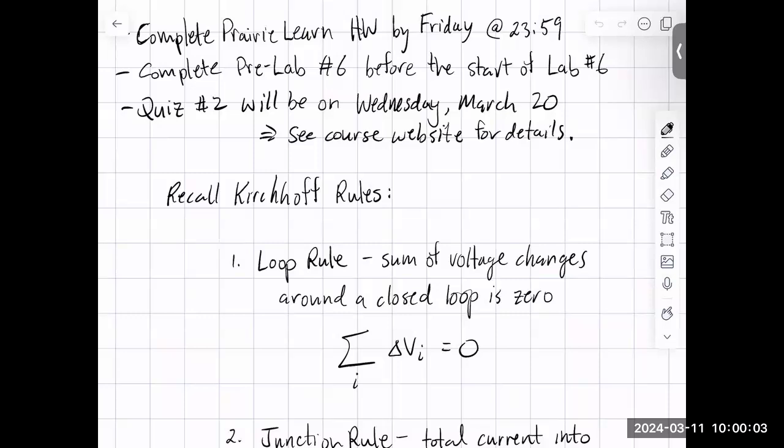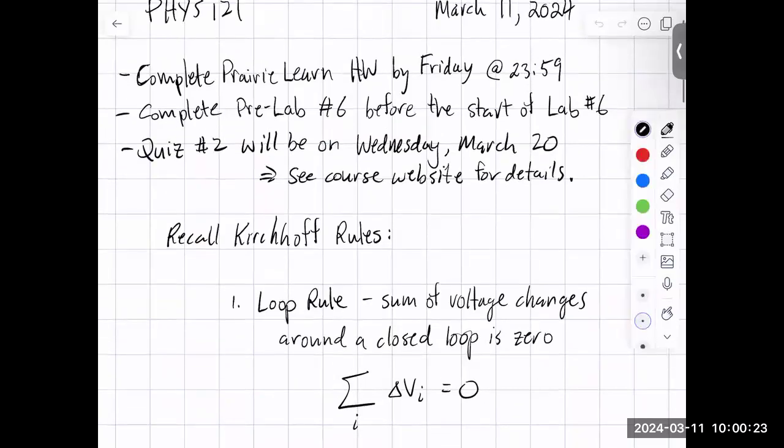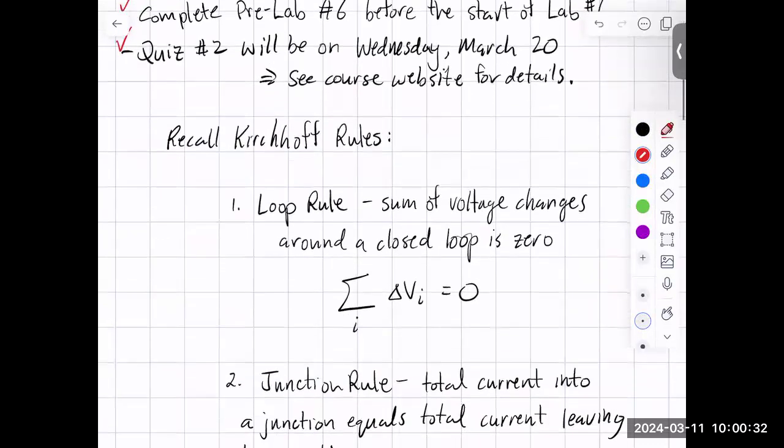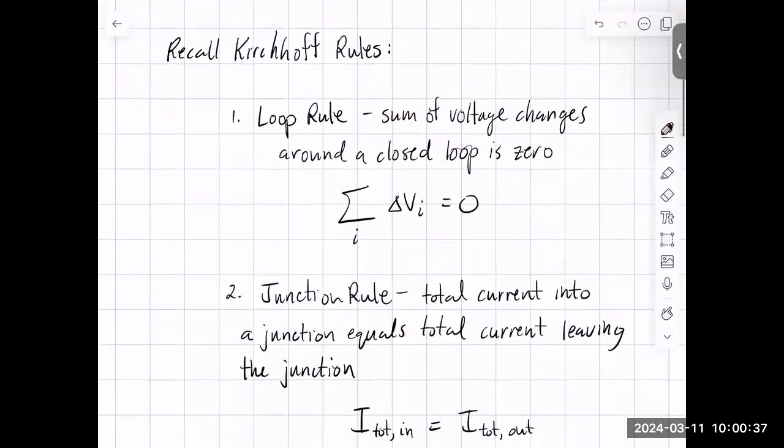So this week, you're going to do lab number 6. Make sure you get your pre-lab done before your lab section starts. It is RC circuits you're going to be looking at, but this time you'll look at the electrical version of RC circuits. And that's pretty much the only announcement. We have our usual homework due on Friday, and then we have quiz number 2 coming up next week on Wednesday.